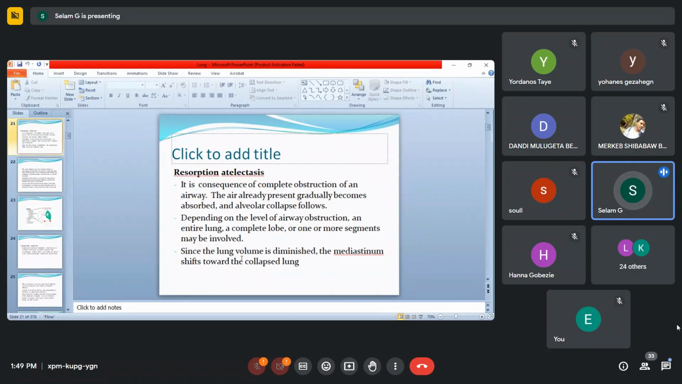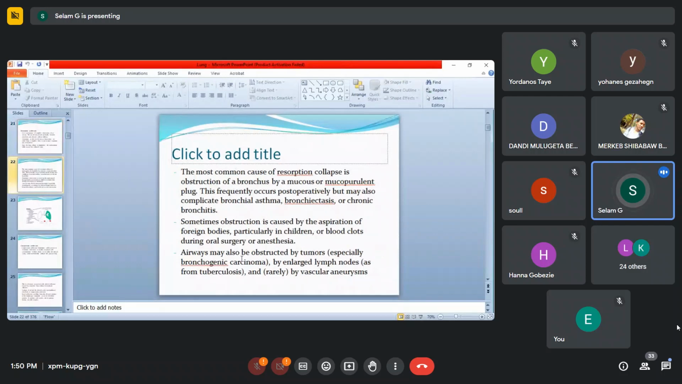So depending on the level of the airway obstruction, an entire lung or complete lobe or one or more segments may be involved. If the obstruction occurs higher in the bronchus, the entire lung could collapse and there could be atelectasis. If it's in the primary, secondary, or tertiary bronchus, depending on the level where the obstruction is occurring, this atelectasis may happen. And since the lung volume is diminished, the mediastinum shifts towards the collapsed lung.